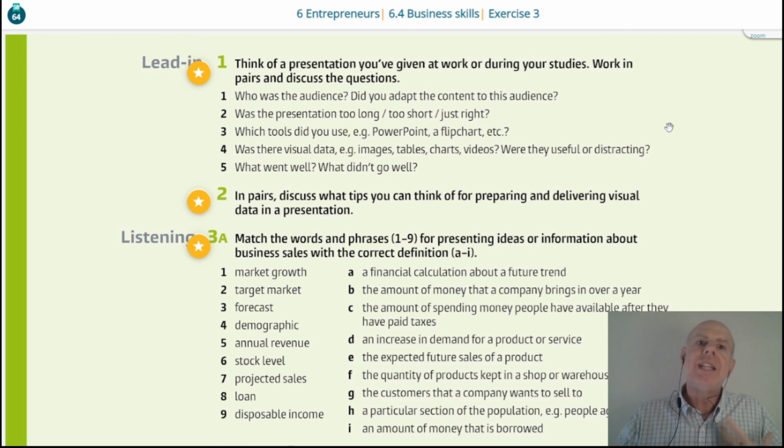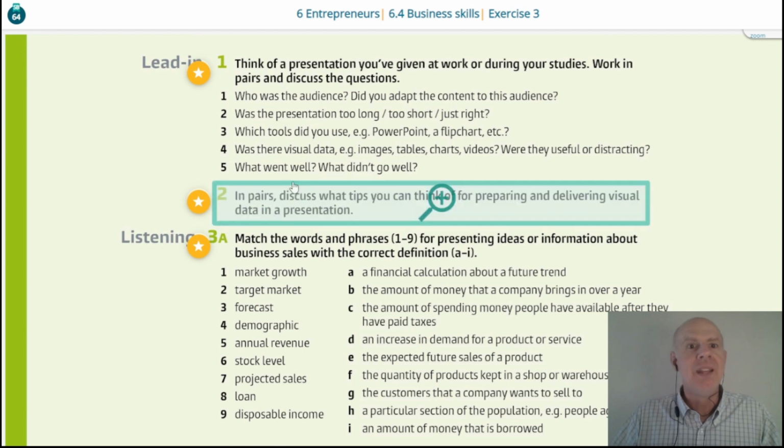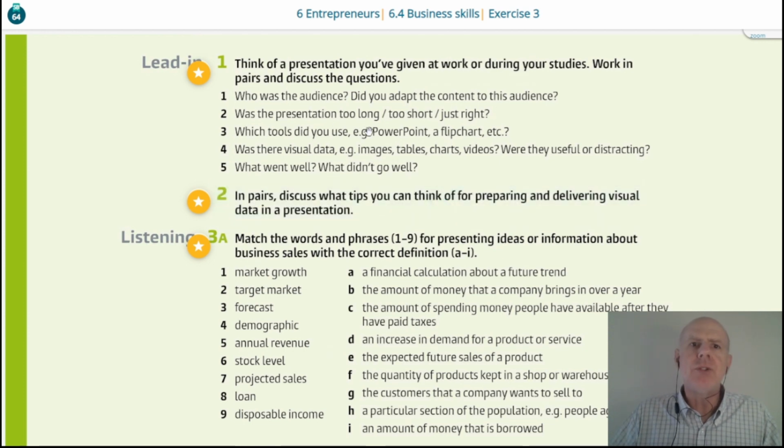Wow. Did you adapt the content to this audience? Imagine it is for your team at work, and now it's for the client. Probably you are going to adapt some information, right? Number 2. Was the presentation too long, too short, just right? Well, it's wonderful when it's just right, or it means that it has the right length, the right duration.